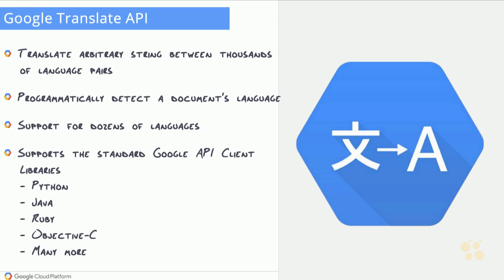The Translate API is a really cool one. It allows us to obviously provide translation services. We can translate to and from strings.